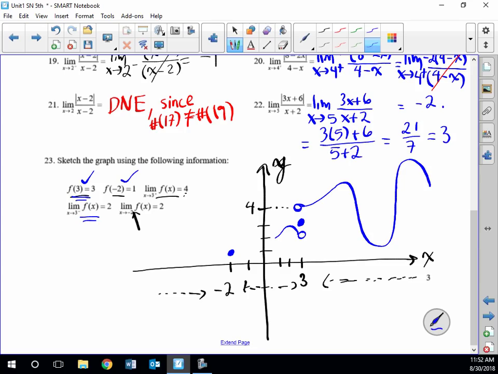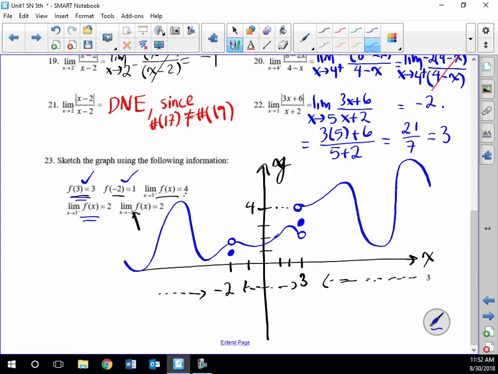There's already a value assigned, so I'm going to go up to 2, and I'm going to put a hole there. Because it's already assigned a value, I can't define it again. So now, coming from the left, the function might do something crazy. Who knows what it does, but it might look something like that. And then coming from the right, it's got to connect to that right there. So I'll just go ahead and connect those two functions up, something like that.